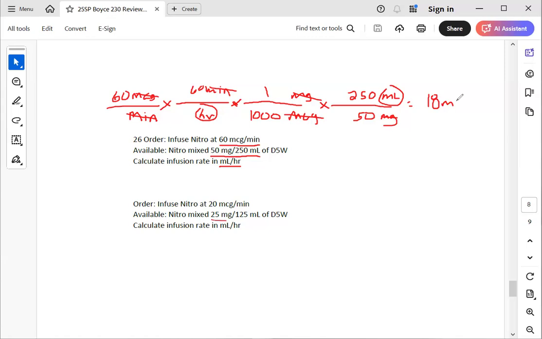And if you think about that, that is super slow. It's going to be dripping out. But that's probably what we want, right? Because if we're using nitroglycerin, it's probably for someone with a heart issue or chest pain or whatever the case may be. And they don't need to be bolus dosing nitroglycerin. They just need it to come in slowly.